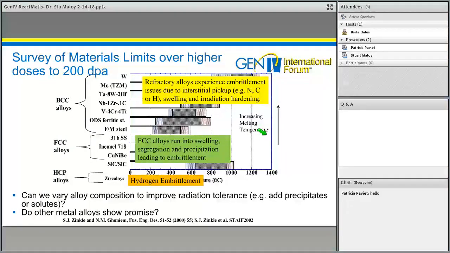So in summary, going back to the diagram that I showed before, how do we find materials that can actually reach very high doses, for example, above 200 dpa? If you look at these classes of alloys, the refractory alloys are difficult to take to very high doses because they run into embrittlement issues due to interstitial pickup or swelling, or specifically irradiation hardening. FCC alloys look good, but they run into issues because of void swelling after about 50 to 60 dpa, as well as segregation. Zircaloy has issues with hydrogen embrittlement, so what that leaves are the ODS ferritic and ferritic martensitic steels, which I'll talk about in the next couple of slides.